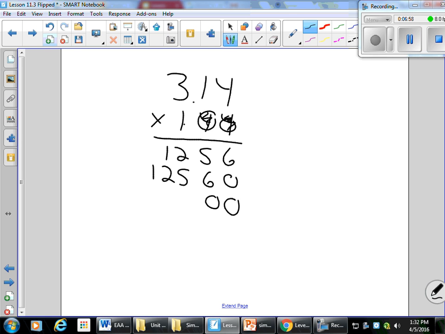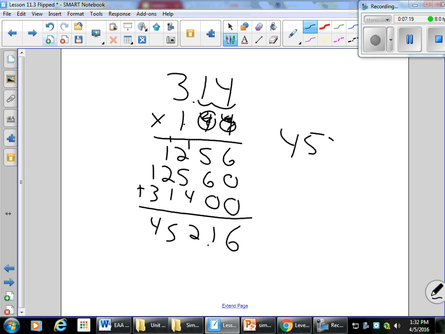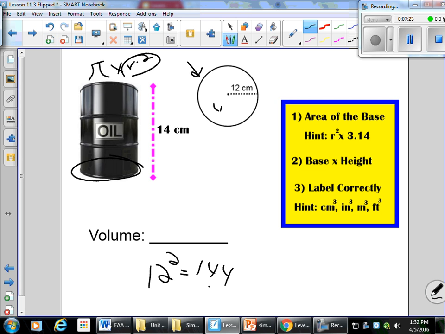1 times 4 is 4. 1 times 1 is 1. 1 times 3 is 3. Add these up, I get a 6, 11, 10, 12. 1, 2, 4, 5, and a 4. Two numbers after the decimal. 452.16 is the area of my base.